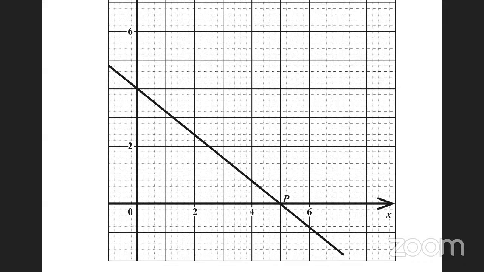Right, pick 2 points, find the gradient. Write the formula for gradient.